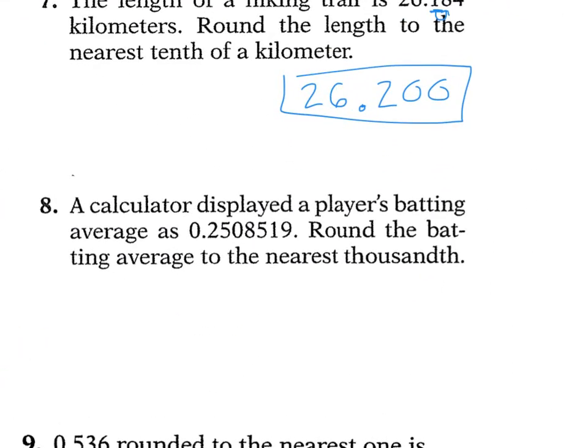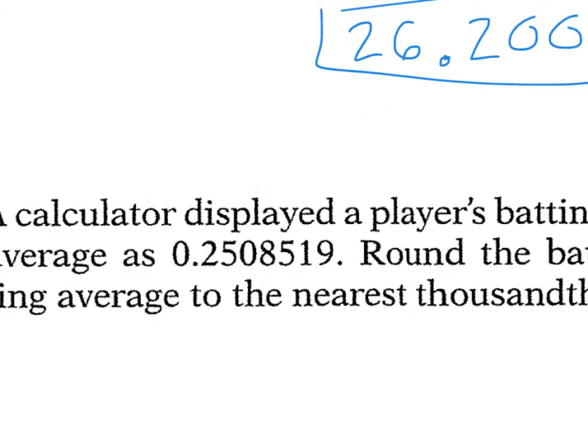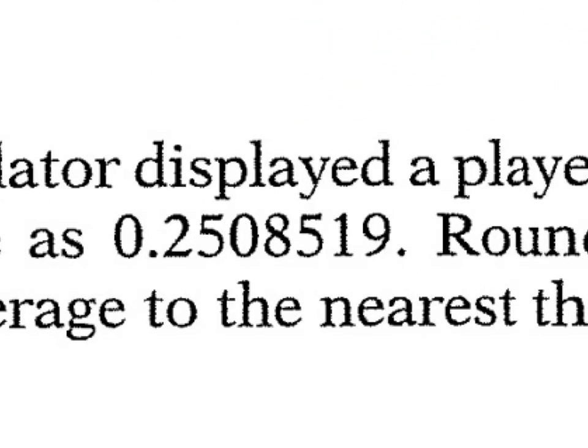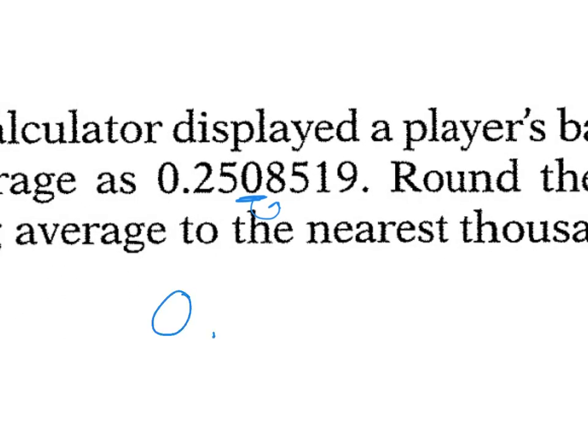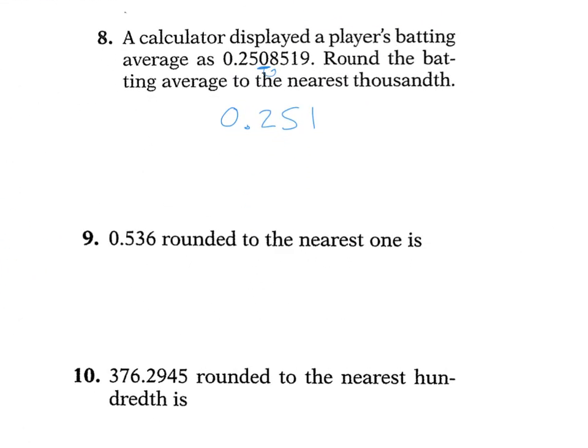A calculator displayed a player's batting average as .250859. Round the batting average to the nearest 1,000th. So the 1,000th would be, this would be our 10th, 100th, 1,000th. So we're looking at this 0. Our 8 tells us that we need to round up, so we would round this to 0.251. Number 9, rounded to the nearest 1 is, so looking here, our nearest 1, our 5 would tell us that we round up, so this would be 1.000.